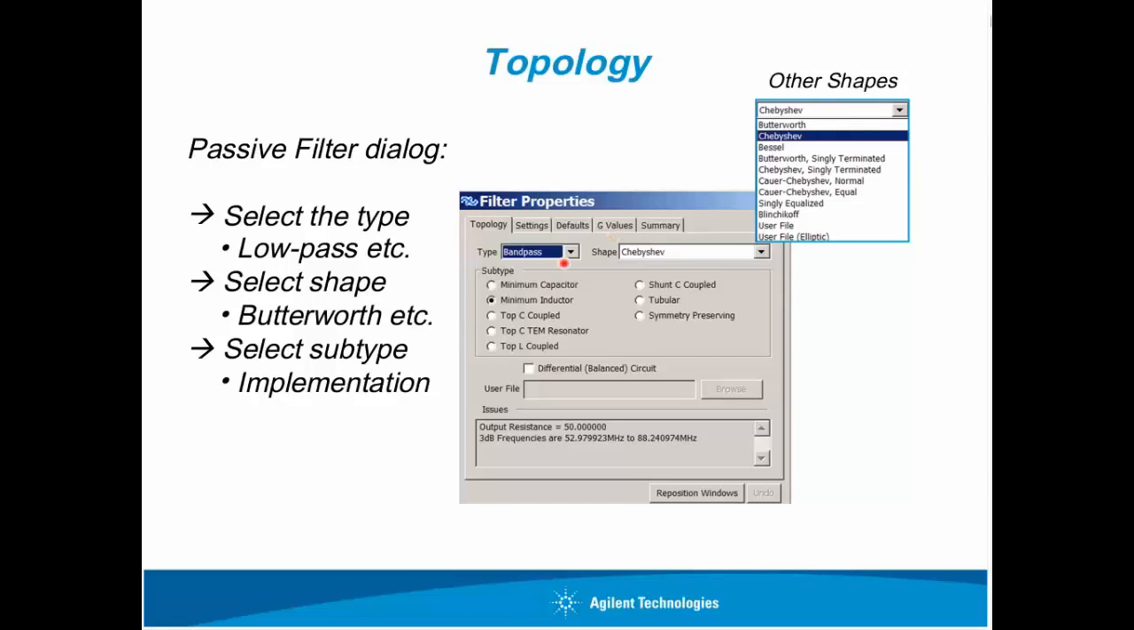The topology tab is where you select the type of filter, which can be low pass, band pass, high pass, or band stop. And then you can select the shape, and we show all the shape selections here for the band pass filter: Chebyshev, Bessel, Butterworth type. And then you select the subtype, and there's a number of different subtypes, which are different configurations that sometimes are affected by the settings on the settings tab. Depending on if you have a wide band or narrow band filter, you might need a specific type to make it realizable. And you can also synthesize differential or balanced circuits.